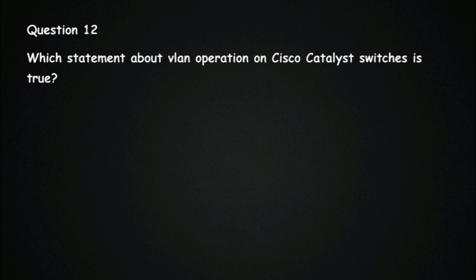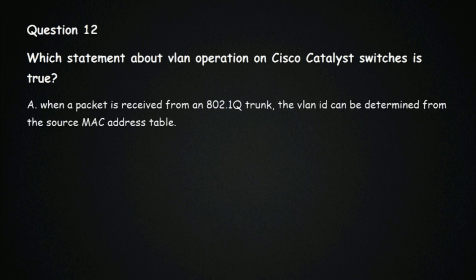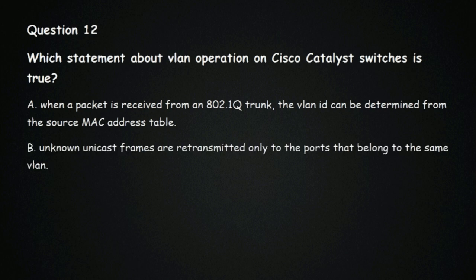Question 12. Which statement about VLAN operation on Cisco Catalyst switches is true? A. When a packet is received from an 802.1q trunk, the VLAN ID can be determined from the source MAC address table. B. Unknown unicast frames are retransmitted only to the ports that belong to the same VLAN.